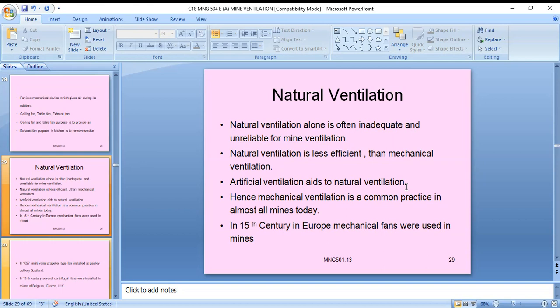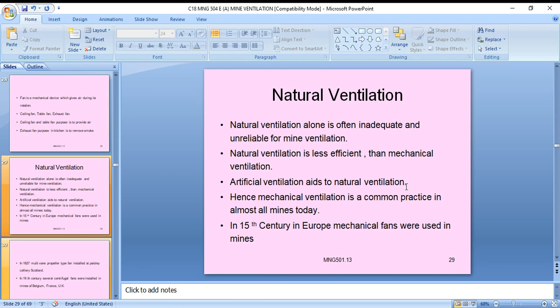Natural ventilation alone is often inadequate and unreliable as far as mine ventilation is concerned. So this is a very prominent statement. Natural ventilation is less efficient than mechanical ventilation. Artificial ventilation adds to natural ventilation. This is the main important point. Hence, mechanical ventilation is a common practice in almost all mines today.